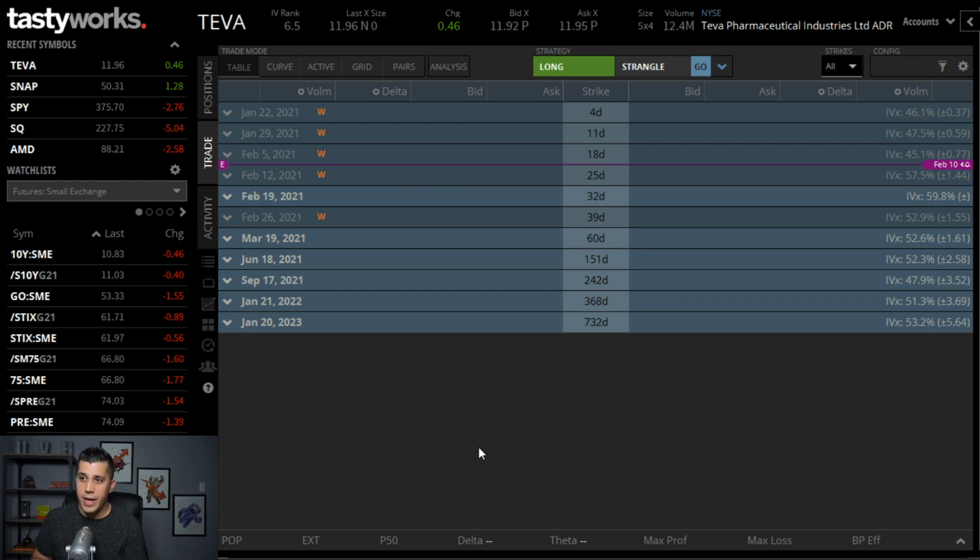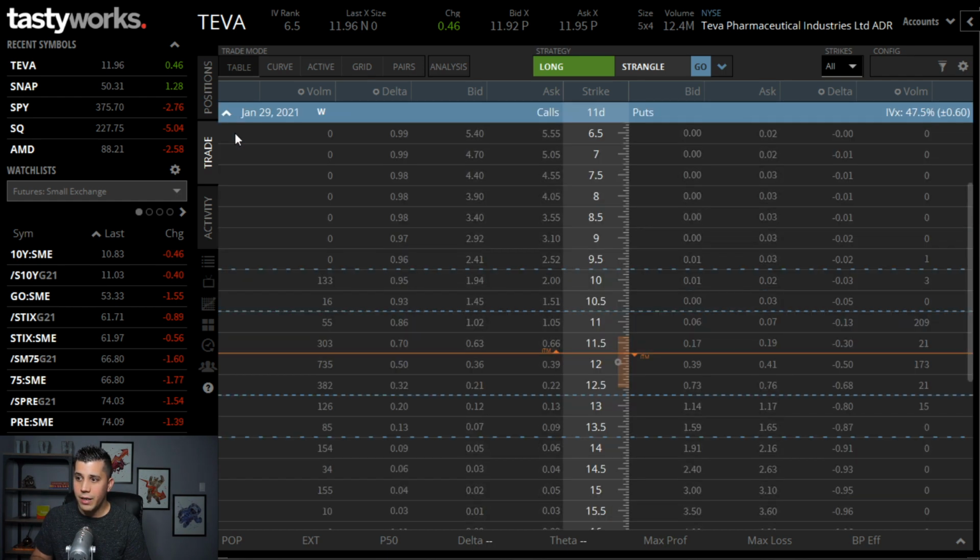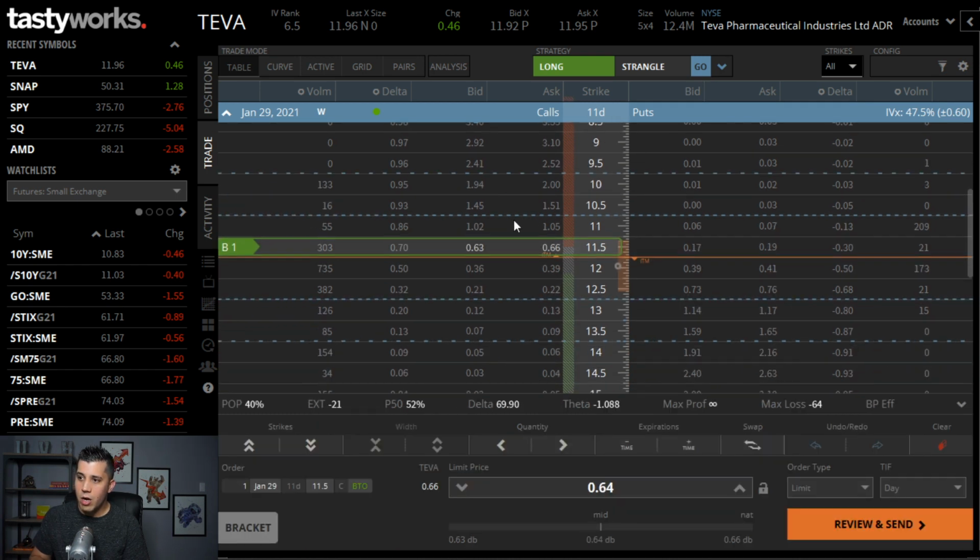So you're going to want to be looking at stocks that move a lot, like NIO, Teva, Snapchat, AMD, stocks like that. Potentially sub 100 if you can't afford the more expensive stocks, sub 100, or even sub 50. So for Teva, a 70 delta here is going to cost you 66 cents. So what does that mean here? What does that mean?